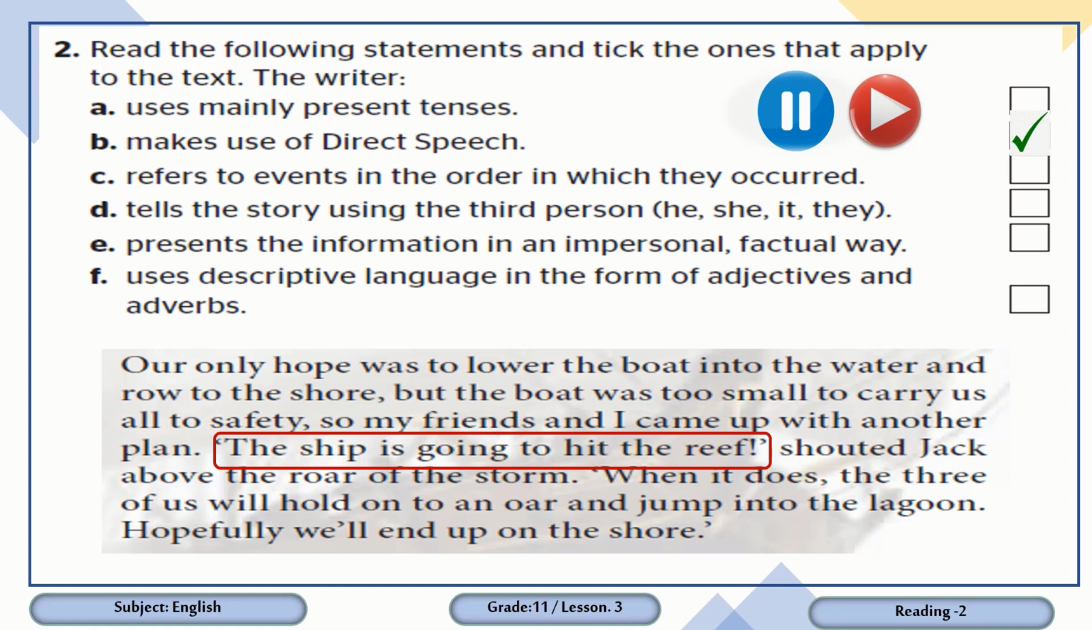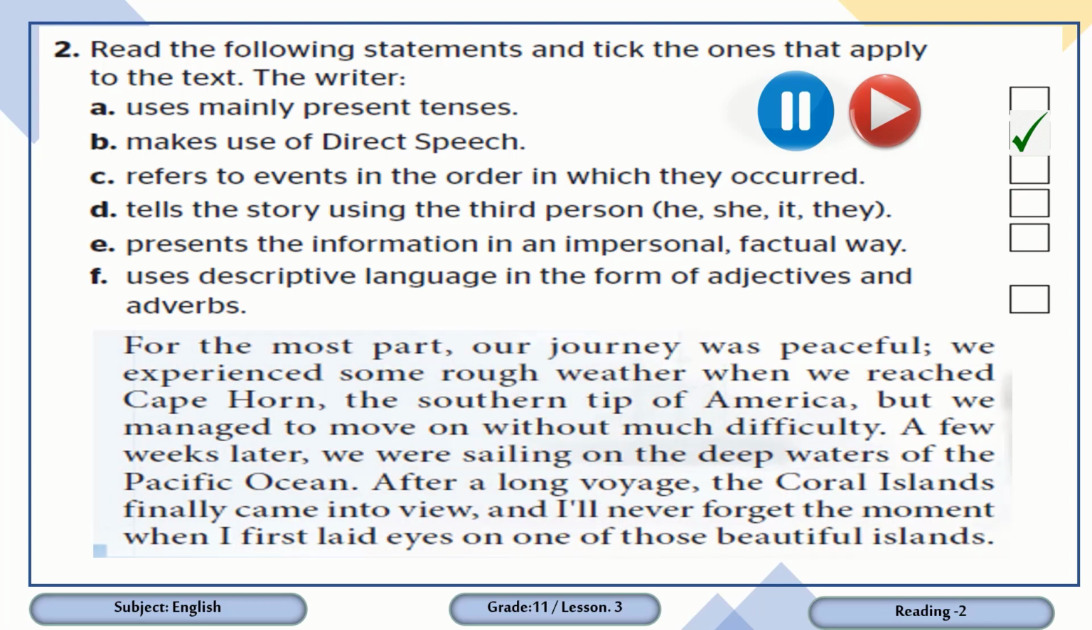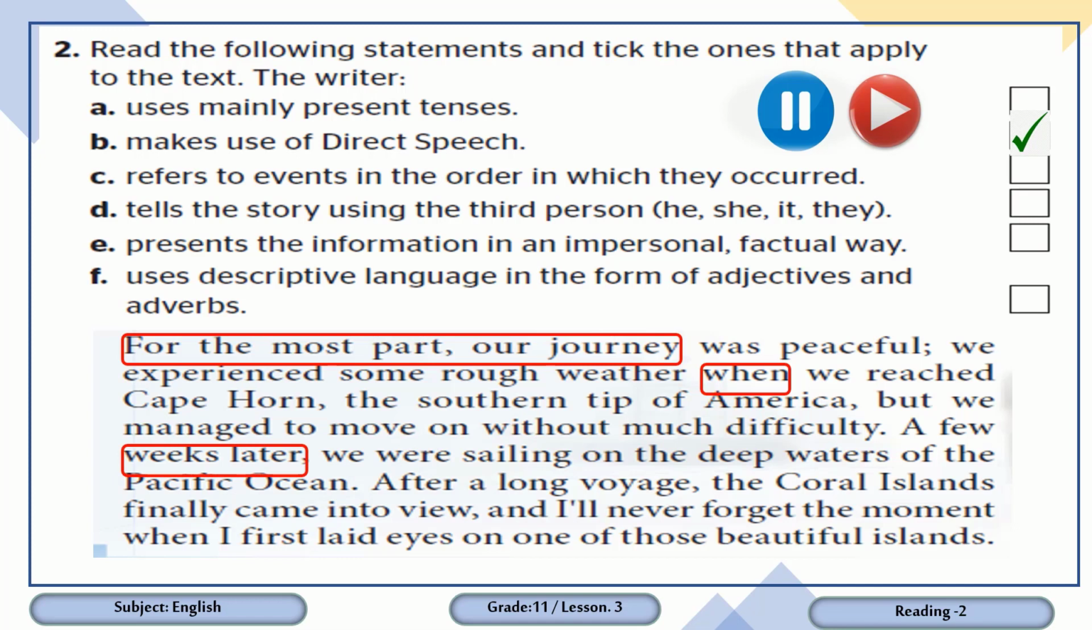Good. Letter C. The writer refers to events in the order in which they occurred. In other words, the writer put the events in the correct order. Let's check from the content. For the most part, then he used when, then weeks later. So it seems that the writer puts the events in order. Excellent. Letter D. Does the writer tell the story using the third person he, she, it, or they?